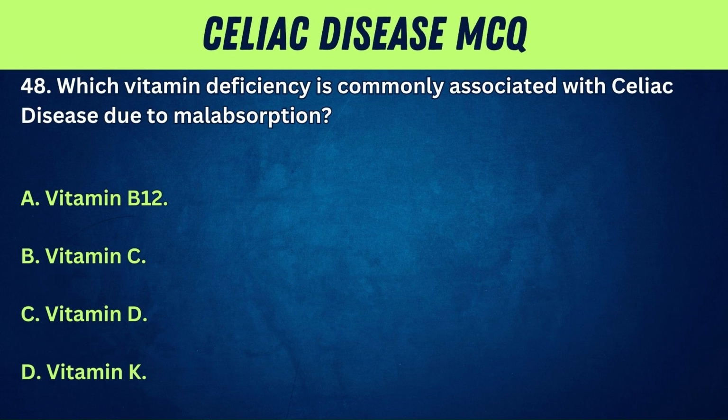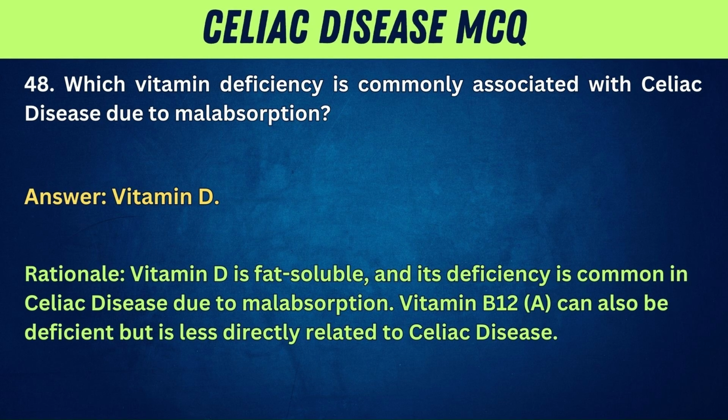48. Which vitamin deficiency is commonly associated with celiac disease due to malabsorption? A. Vitamin B12. B. Vitamin C. C. Vitamin D. D. Vitamin K. Answer: vitamin D. Rationale: vitamin D is fat-soluble, and its deficiency is common in celiac disease due to malabsorption. Vitamin B12, A, can also be deficient, but is less directly related to celiac disease.